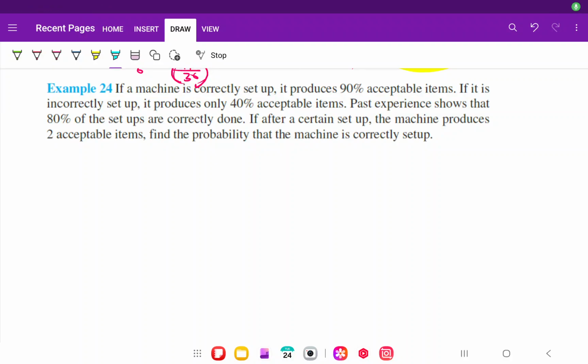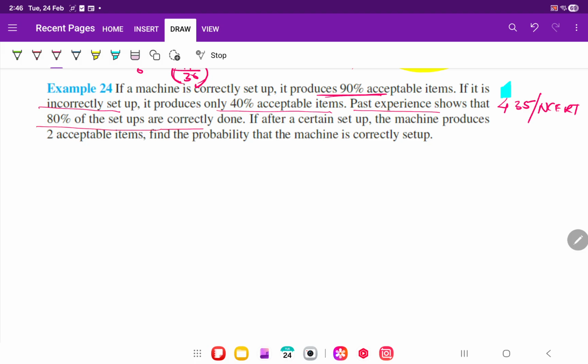Hello everyone, we are doing example 24 on page number 435 from NCERT. They are saying a machine, if correctly set up, produces 90% acceptable items. So that means 10% are not acceptable products. If it is incorrectly set up, then 40% are acceptable. Past experience shows that 80% of setups are correctly done.